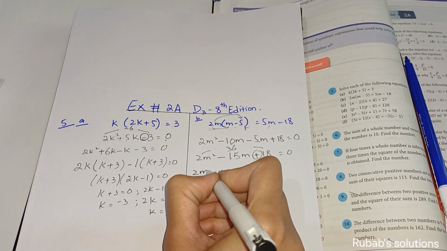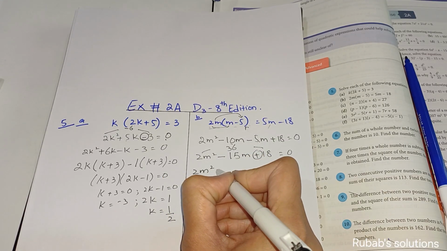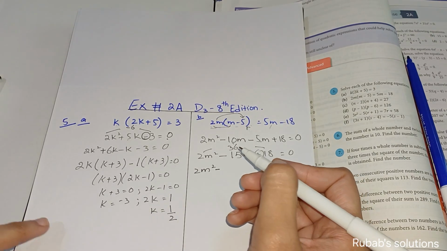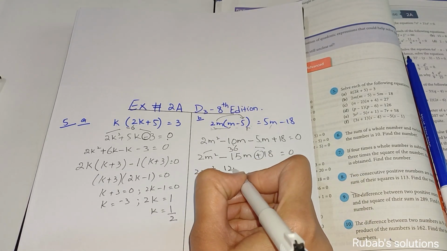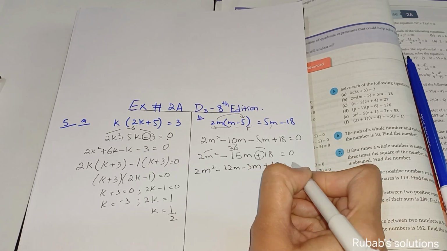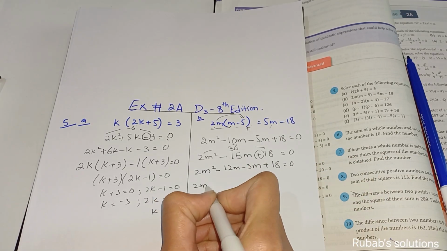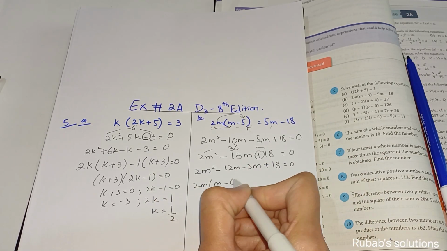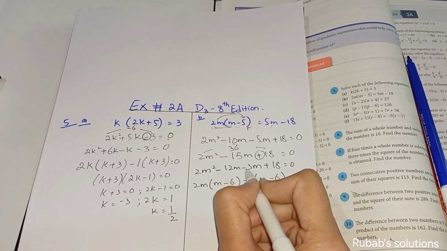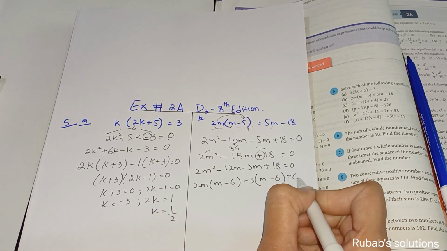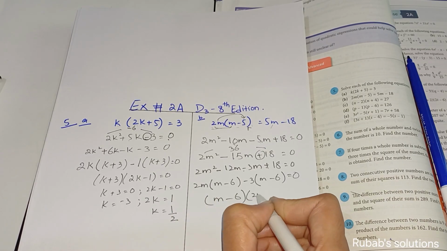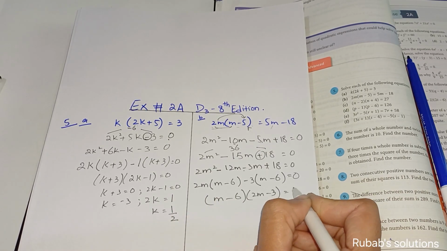So 2m square is equal to minus 12m minus 3m plus 18 is equal to 0. 2m I can take common, m minus 6, minus 3 I can take common, m minus 6. Whenever you take the minus sign common, the other sign will get reversed. It will be m minus 6 and 2m minus 3 is equal to 0.